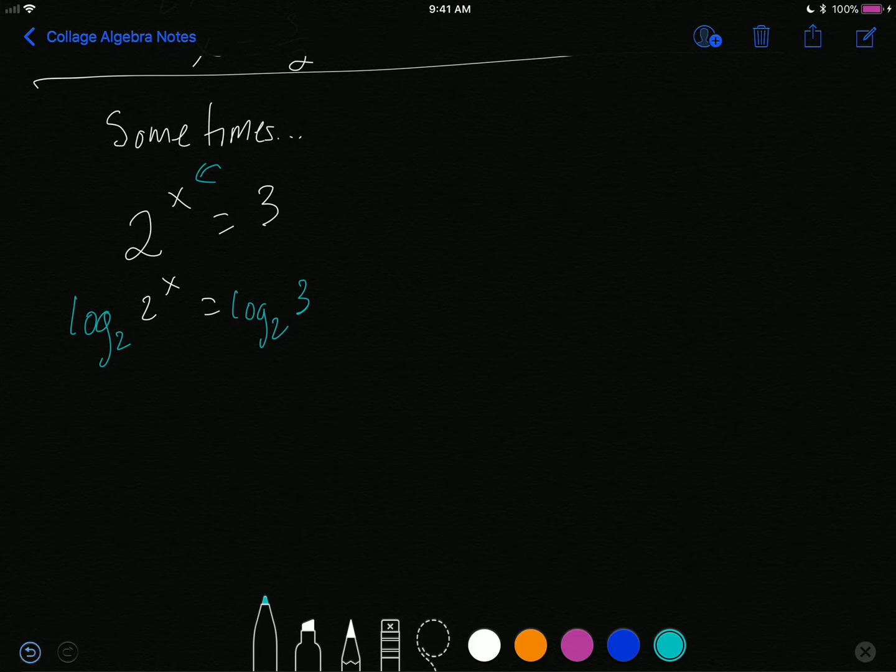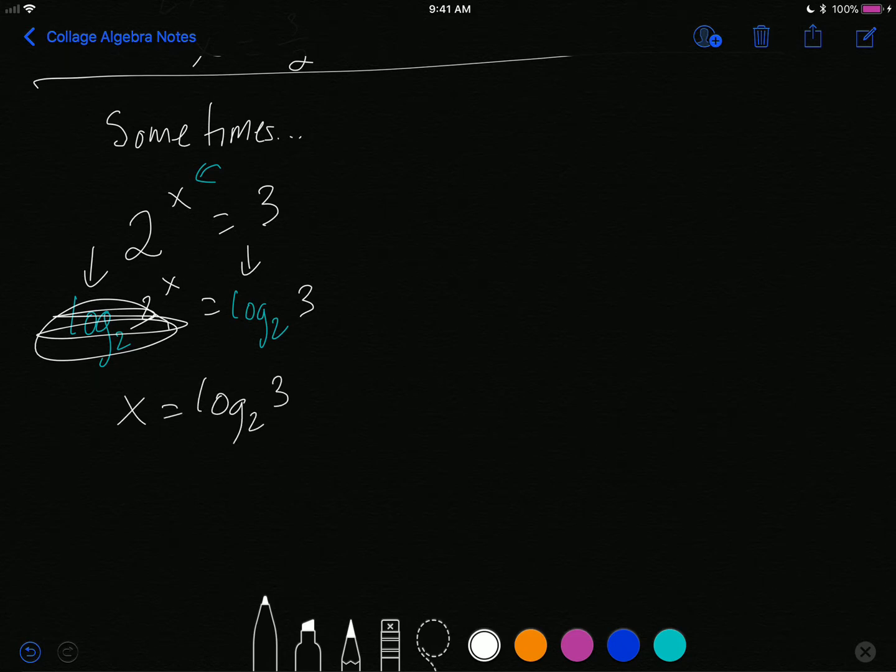See right here how I added in that log base 2 on both sides of the equation. It's the same equation. I just added in the same term. Technically, I took log base 2 on both sides. I didn't multiply my log base 2. That's a misconception. I'm taking the log on both sides. And then with this right here, I will have cancellation. This will simplify and just leave me with x is equal to log base 2 of 3. There you go. That's the answer to the problem. X is log base 2 of 3.